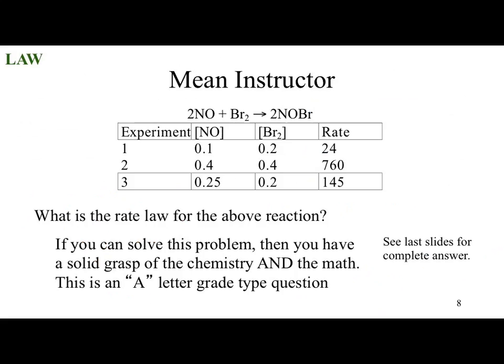If we go through and look at the concentration of NO, okay, we could compare experiment 1 to 3 because bromine stays constant. So we could figure out the order for NO. What about the order for bromine? None of those stay constant. How would we solve? Deal with it.